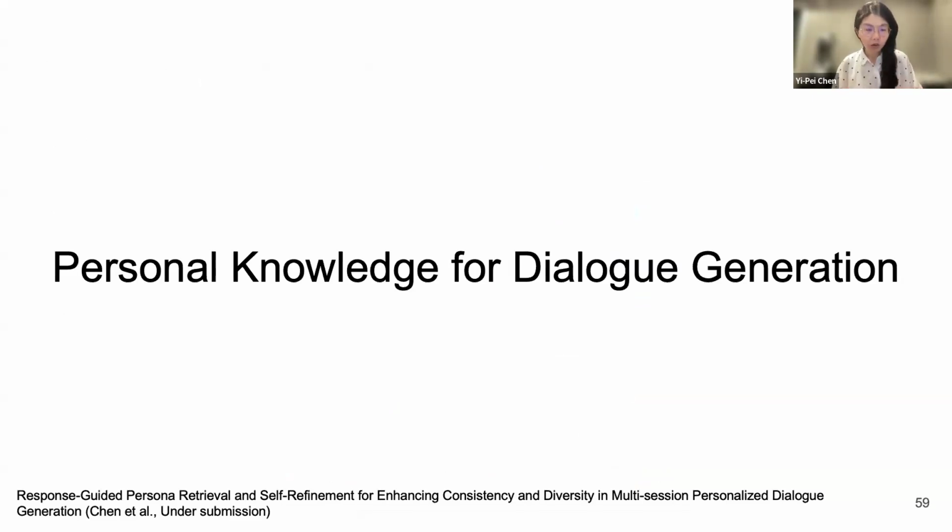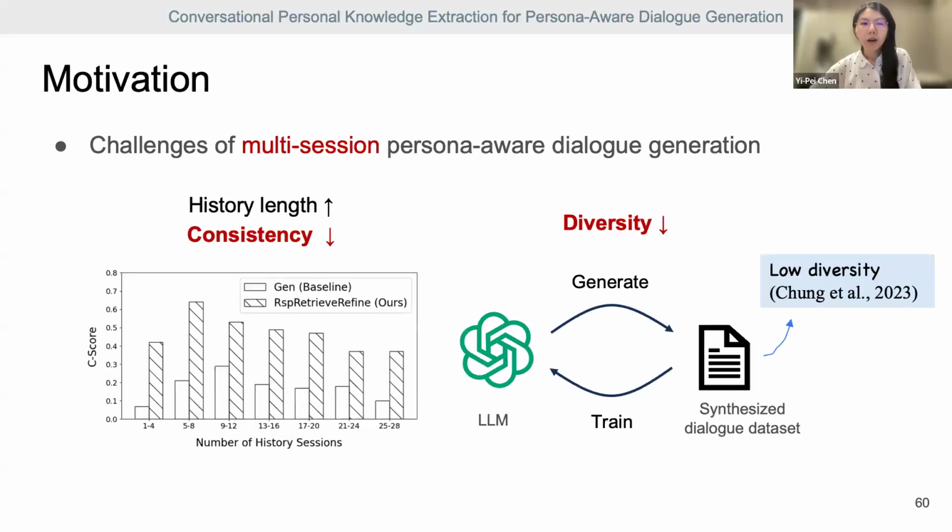Then I'm going to introduce how we use the personal knowledge for dialogue generation. Although large language models can generate fluent responses in single-session dialogue, they still face significant challenges in multi-session dialogue generation. The first challenge is consistency. We found that the longer the history length, the lower the consistency score. And the second challenge is diversity. LLM-generated text is shown to lack variability and richness, which can result in a cycle of diminishing diversity because LLMs are also used to synthesize datasets to train models.